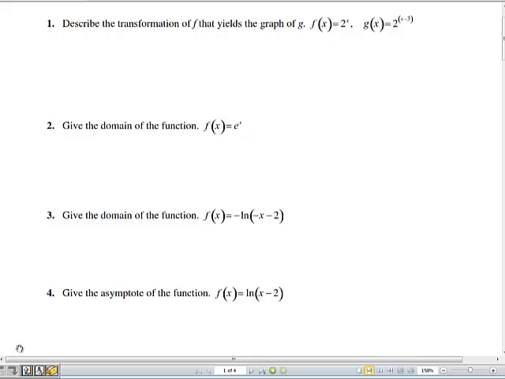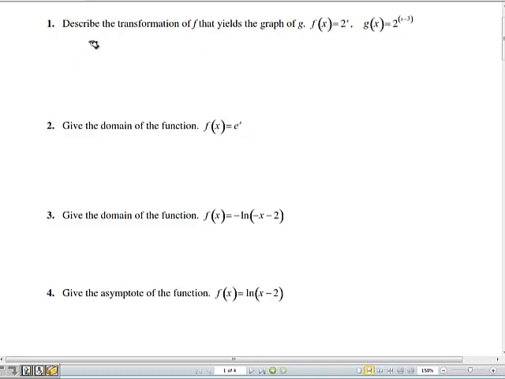This is the practice test for chapter 3. So hopefully you've tried all these problems on your own already, and I'm going to work these out.